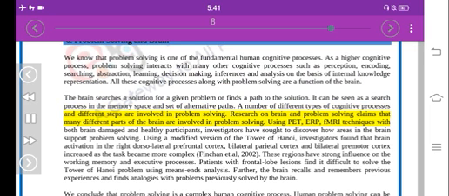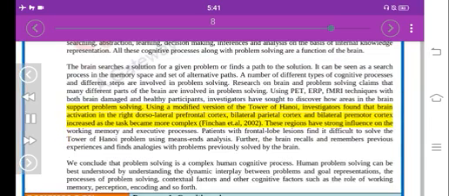Research on brain and problem solving claims that many different parts of the brain are involved in problem solving. Using PET, ERP, fMRI techniques with both brain damaged and healthy participants, investigators have sought to discover how areas in the brain support problem solving. Using a modified version of the Tower of Hanoi, investigators found that brain activation in the right dorsolateral prefrontal cortex, bilateral parietal cortex, and bilateral premotor cortex increased as the task became more complex (Finch et al., 2002). These regions have strong influence on the working memory and executive processes.